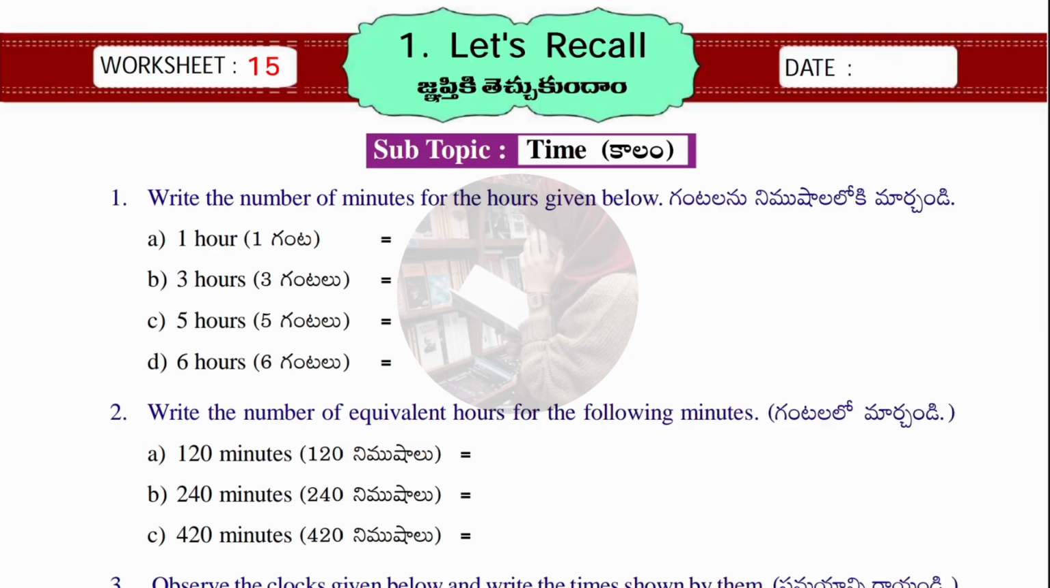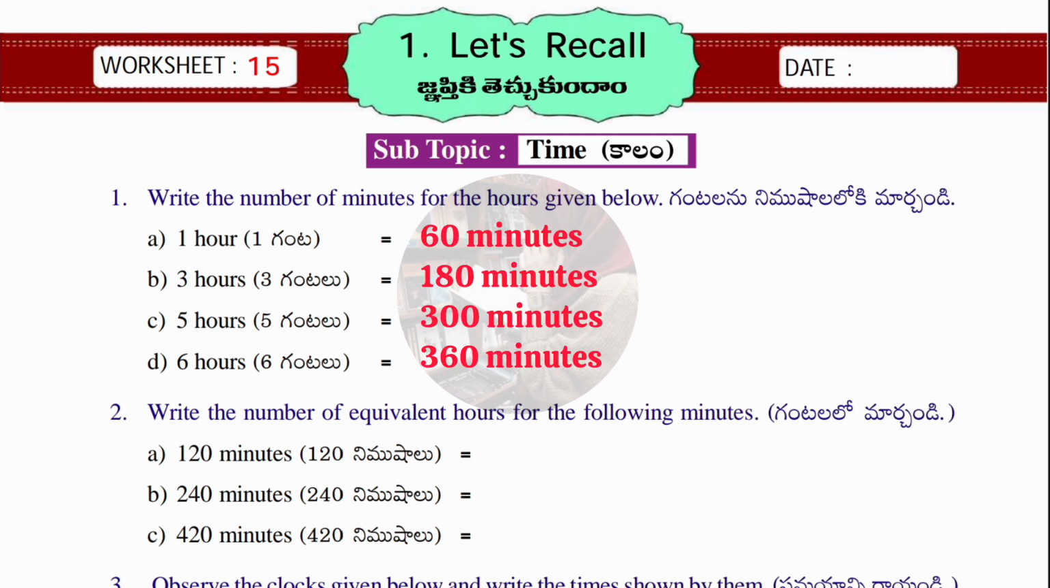Now we'll move to the next worksheet, that is worksheet number 15. So here the topic is time. Let's see the first one, which is write the number of minutes for the hour given below. Okay, here some hours are given. We need to define it in minutes. So first one is 1 hour. 1 hour is equal to 60 minutes. Then 3 hours is equal to 3 into 60, 180 minutes. Then 5 hours is equal to 5 into 60, 300 minutes. Then 6 hours is equal to 6 into 60, 360 minutes.